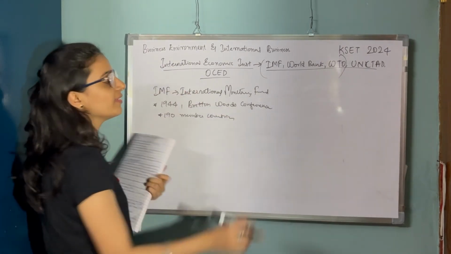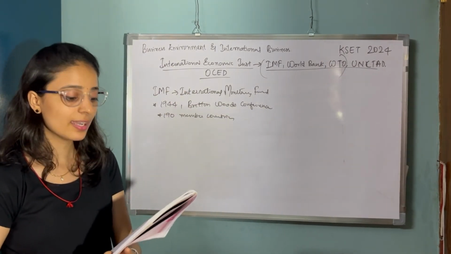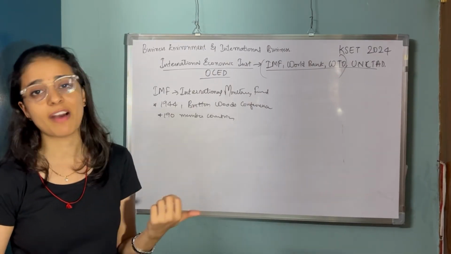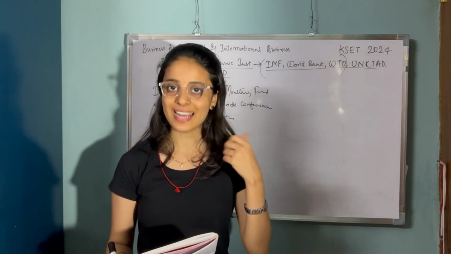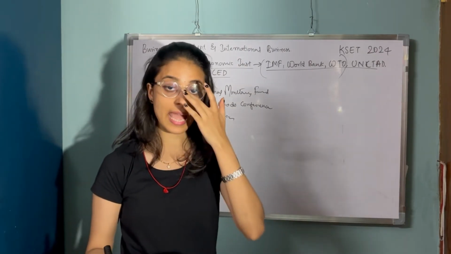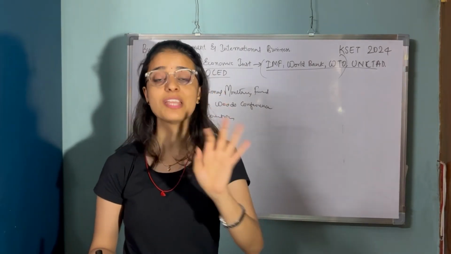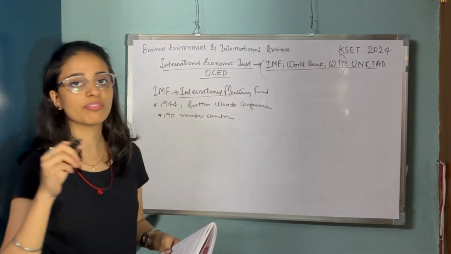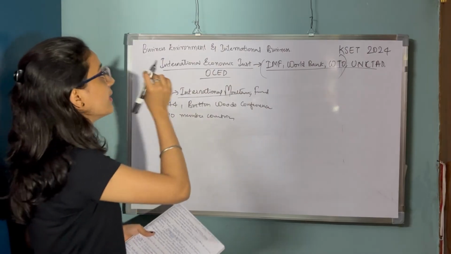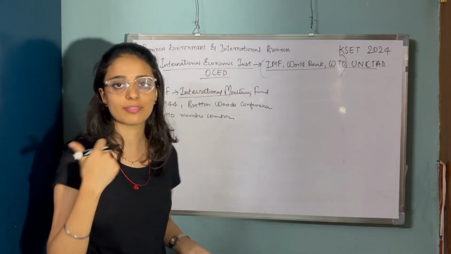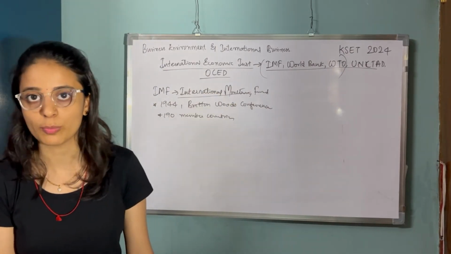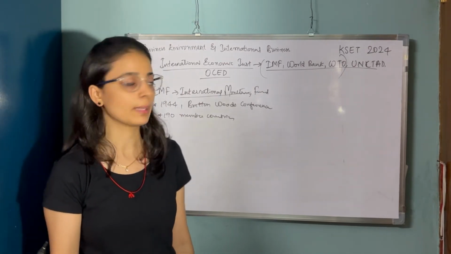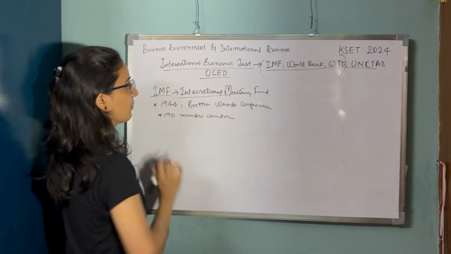What is the role of the International Monetary Fund? It promotes international monetary cooperation, gives financial security, enhances employment and economic growth, and tries to reduce poverty. So the International Monetary Fund is a very important economic institution because it tries to boost economic growth and development. It reduces poverty, boosts employment, right? So this is about IMF.